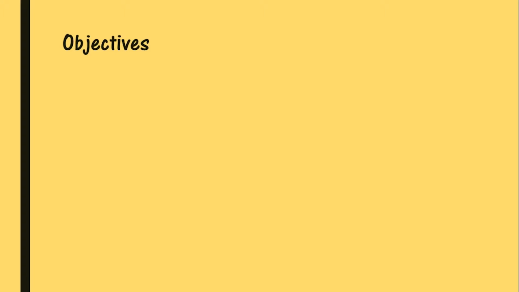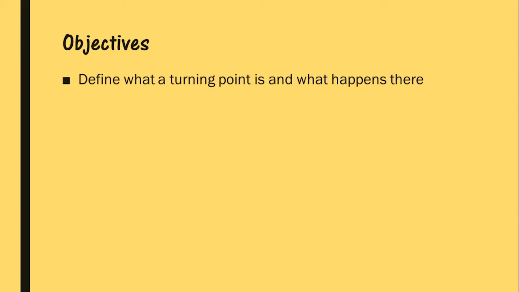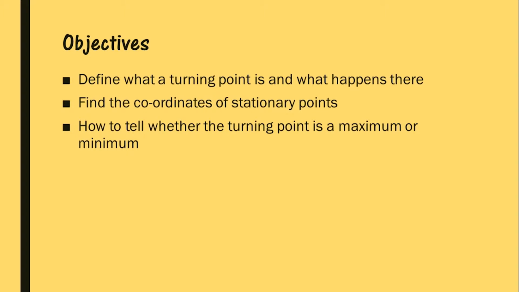The objectives of today's lesson: define what a turning point is and what happens there, find the coordinates of stationary points, given that stationary point is another word for a turning point, and how to tell whether the turning point in question is a maximum or minimum. All of which may not make any sense to you at the moment, but hopefully should be a little more clear come the end. We're going back to the park.